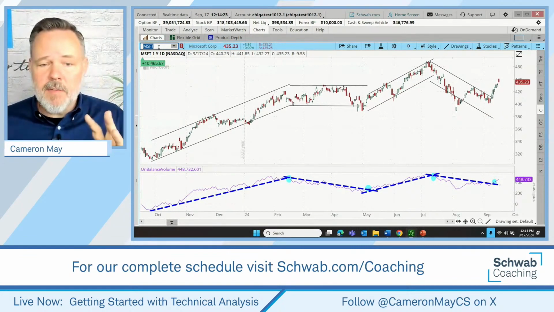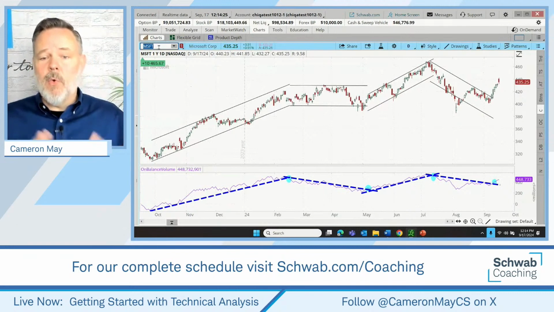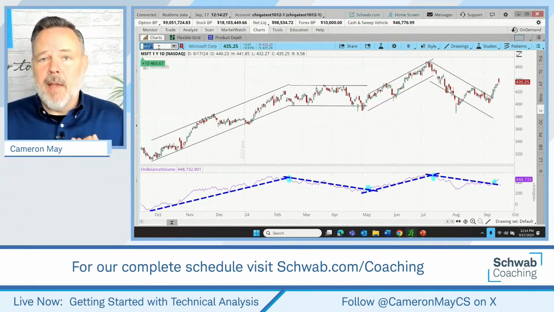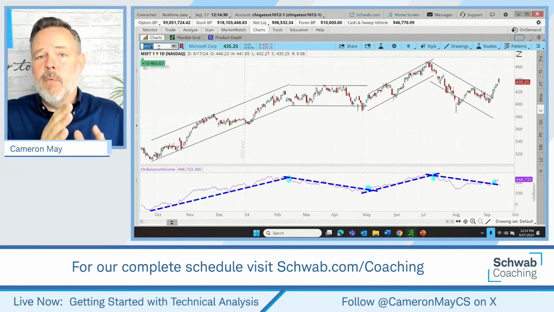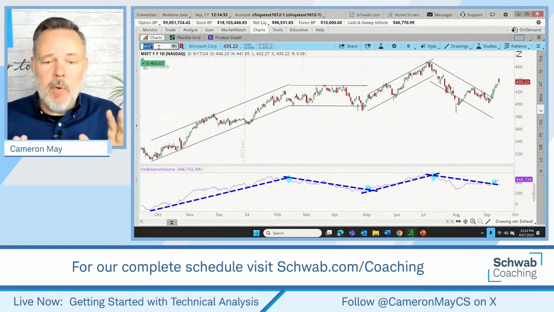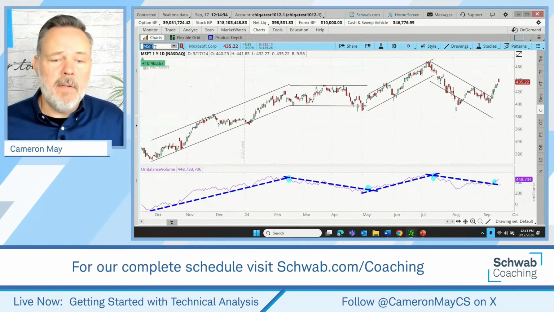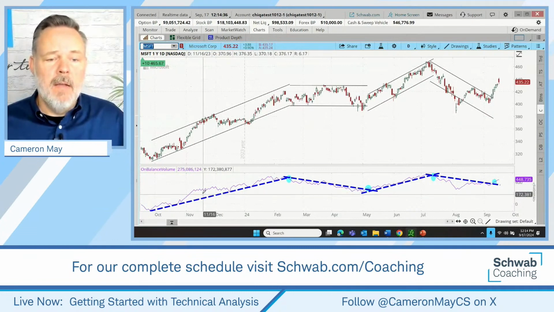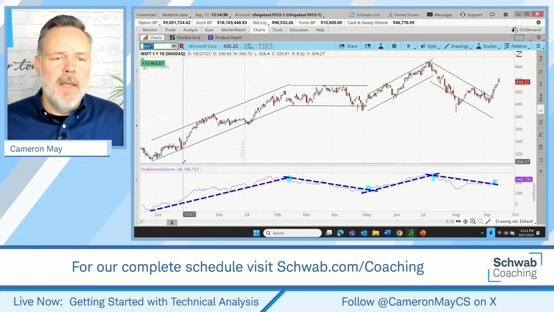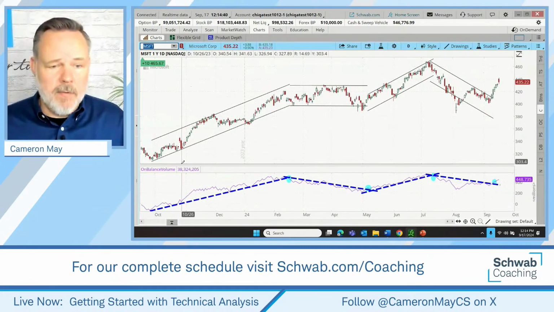Just because these show up on the chart, it's not a guarantee that, oh, we have this signal from on-balance volume, so therefore price is required to go in a new direction. Nope. But this is what some traders will look for from their on-balance volume to signal trend reversals, okay?